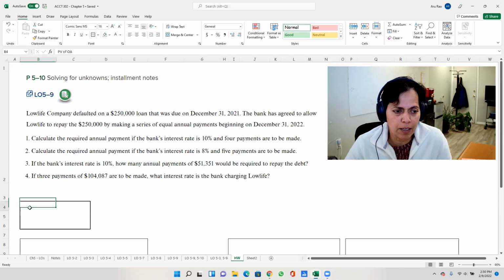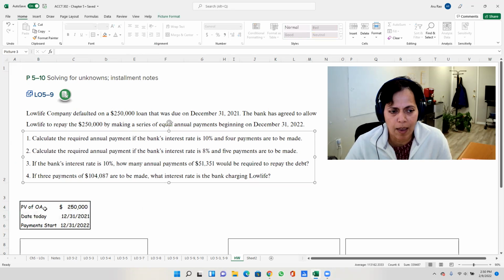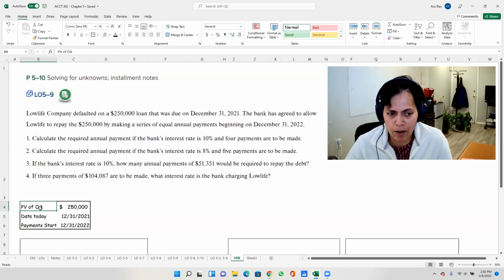So as soon as I have this information, I'm going to put it down over here for myself. I have present value of the ordinary annuity is $250,000. The date today is December 31st, 2021. Payments are going to start on December 31st, 2022. So that's the information I got out of the first 2 sentences.